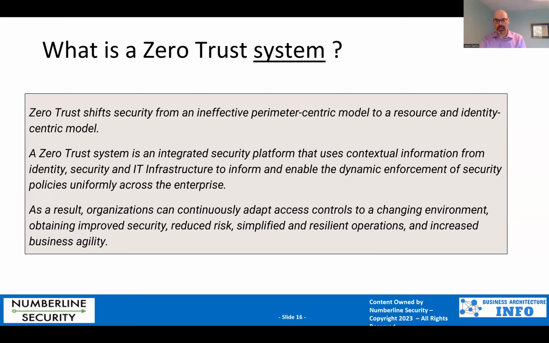And the result is pretty appealing to organizations. You get continuously adaptive access controls, improved security, and you're starting to deliver business value. You're reducing risk, you're simplifying the operations, you're making the organization more resilient, and you're increasing business agility by enabling the adoption of new technologies in a secure way.